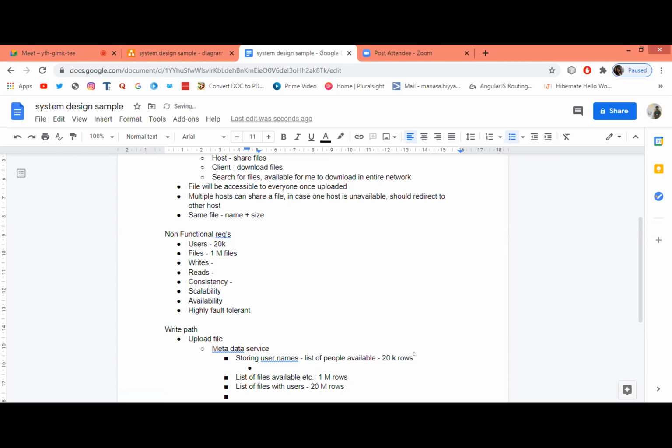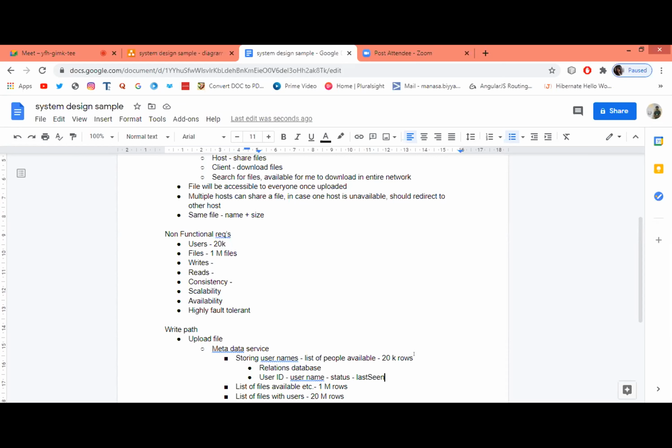So if it is a relational database, I can have my data something like this: user ID, followed by username, status to see whether he's available, what is his availability, and maybe last seen. Not sure if this will be useful, but I'm just keeping it.